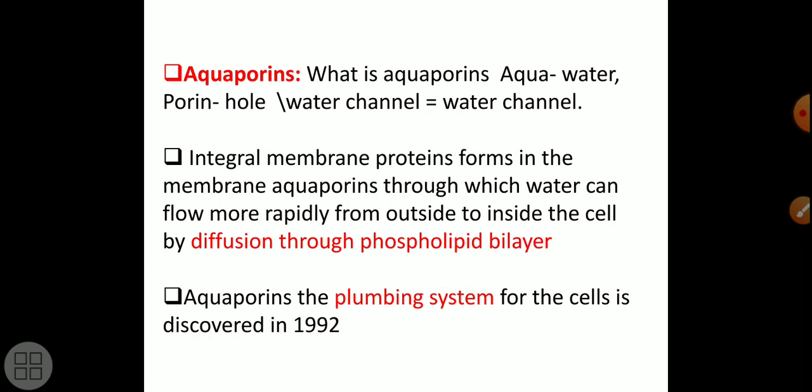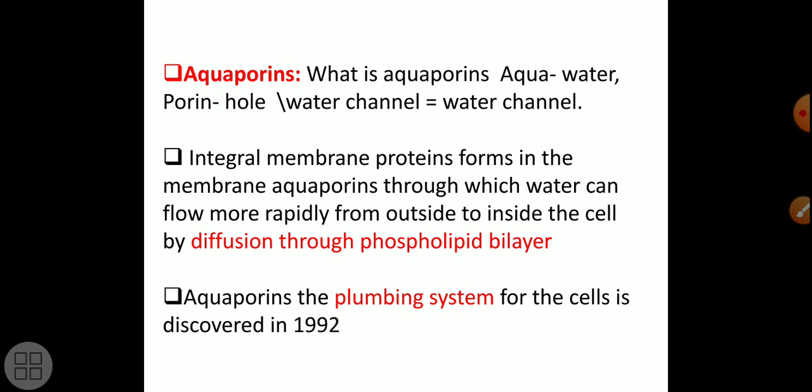Aquaporin is an integral membrane protein that forms channels in the membrane through which water can flow. So what is that aquaporin? That structure is formed by integral membrane proteins, through which water can flow more rapidly from outside to inside the cell by diffusion through the phospholipid bilayer.